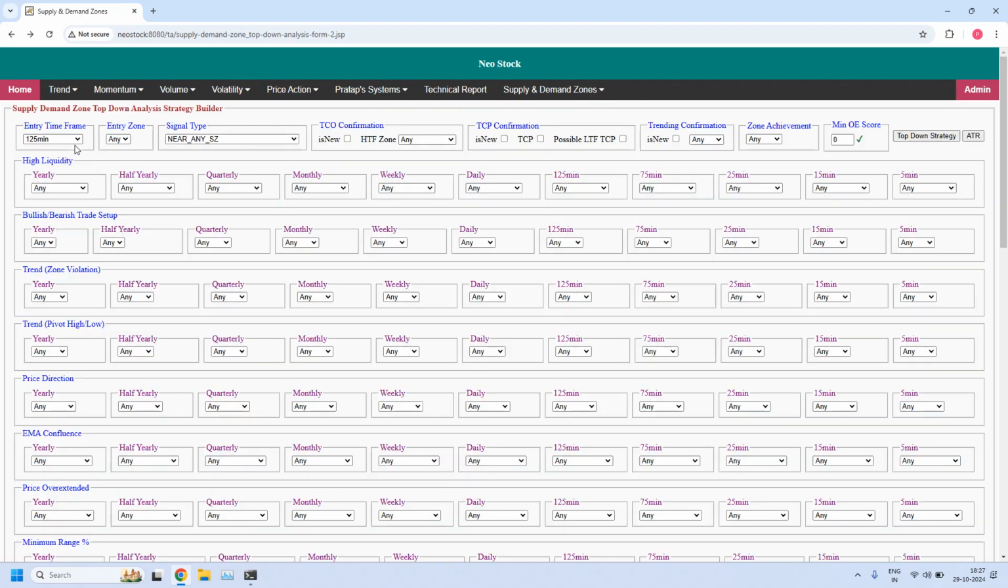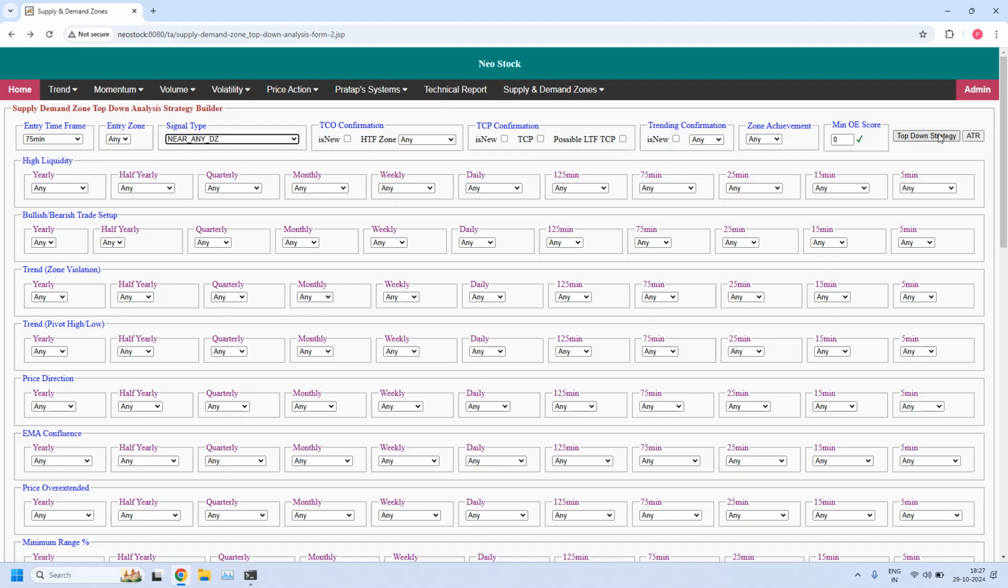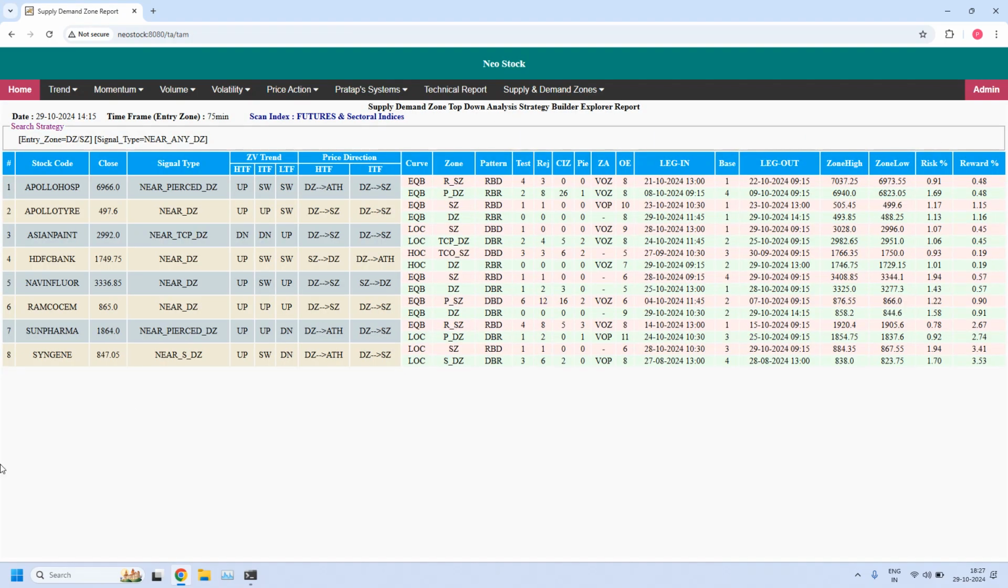Next time frame is 75 minutes. Entry time frame 75 minutes. Let's find the stocks near 75 minutes demand zone. 8 stocks are filtered. Let's identify any high liquidity zones from this list. Asian Paints is there, but it is already pierced, so it is not a valid zone.